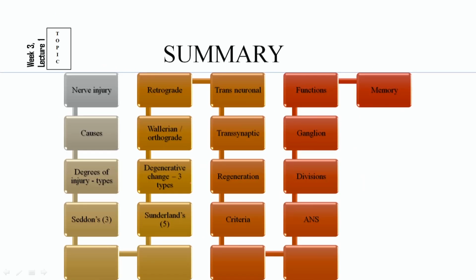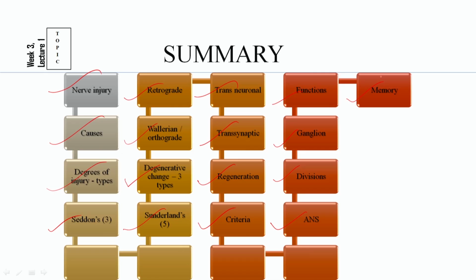So this is today's lecture. What we have seen: nerve injury, the different causes, the degrees of injury and its types, then Seddon's classification, Sunderland's classification, then the degenerative changes, three types: Wallerian, retrograde, transneuronal and transsynaptic changes. Then what regeneration is, and the different criteria required for neurons to regenerate. Then we started the ANS: its divisions, ganglia, functions. At the end, we discussed memory, implicit and explicit, the different types in that, and how memory takes place. Mostly memory takes place when there is good sleep, when the consolidation process is done. So that's the end of today's lecture.